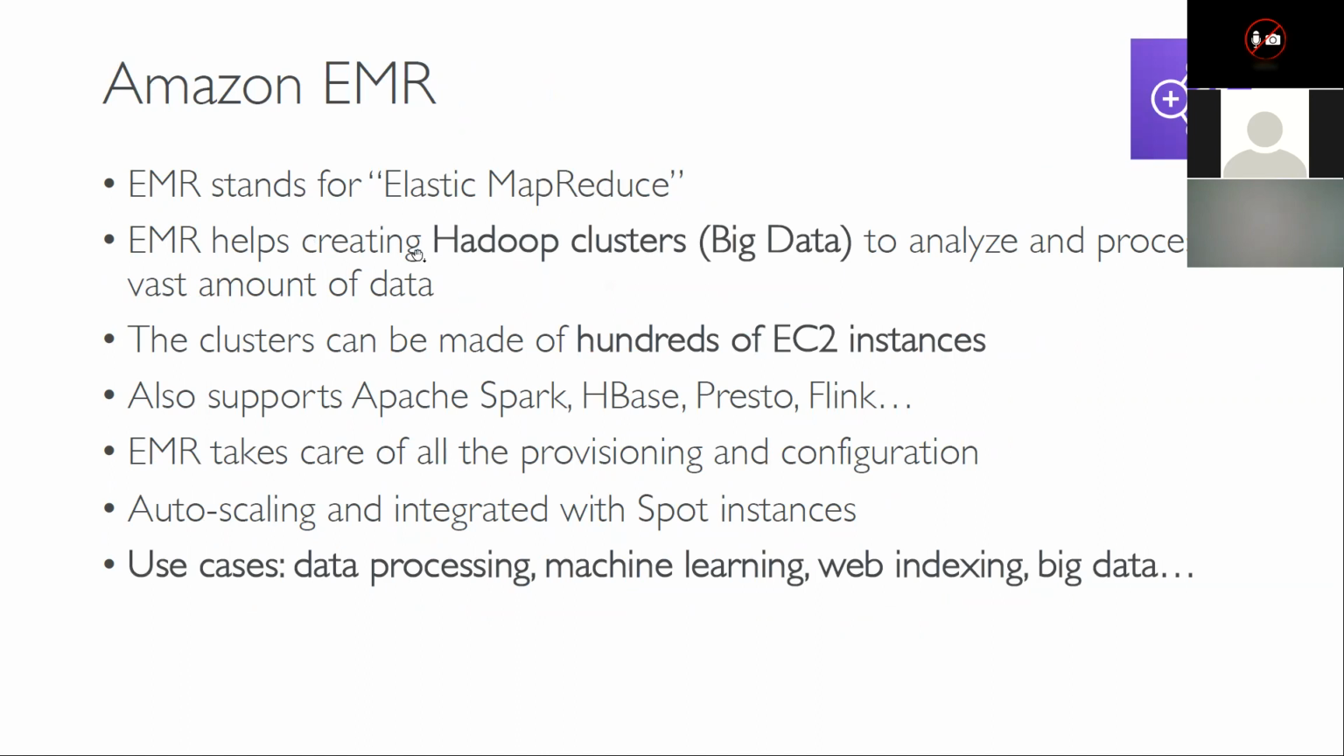Helps creating Hadoop cluster. Hadoop is a big data warehousing software. Amazon EMR is a cluster that can be made of hundreds of EC2 instances, for performance reason. It also supports Apache Spark, HBase, Presto, whatever yun. EMR takes care of provisioning and configuration of all EC2 instances in big data analytics.